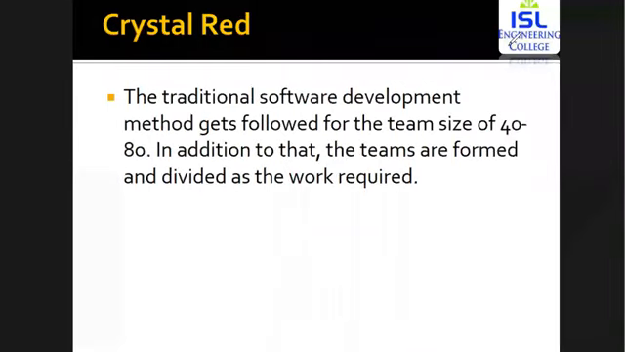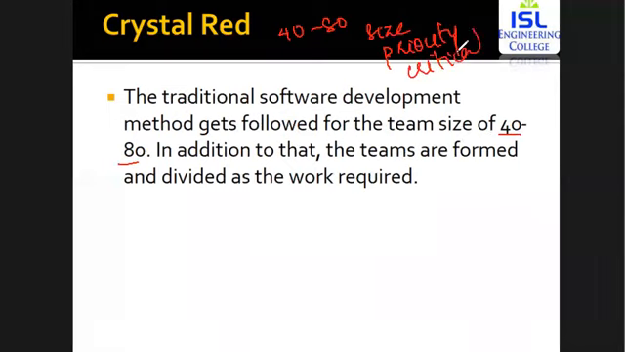The next one is Crystal Red. Within Crystal Red, the traditional software development methods get followed by a team of 40 to 80 members. That is the Crystal Red team. If this is a large project, the team members can vary from 40 to 80 members based upon the size of the particular project, the priority of the project, and how critical the project is. Based upon that, you're going to identify the team members.